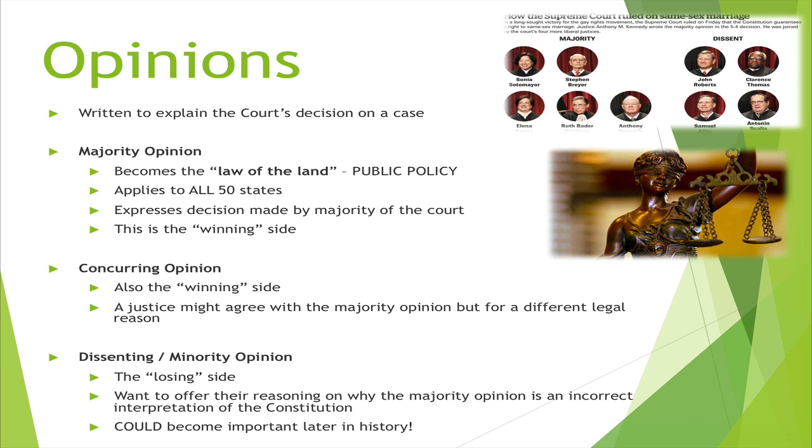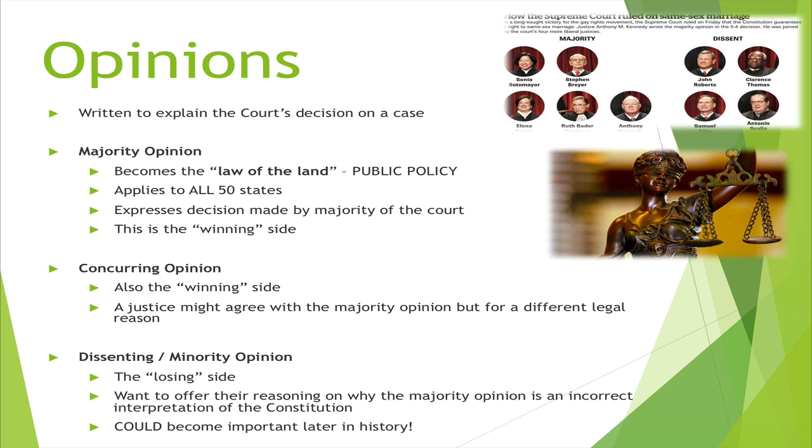So the first is the majority opinion. And so basically this is the side that won. Whoever had more votes, they will write a majority opinion. So this becomes the law of the land. This becomes, in another word, public policy. This is now the way the government and the United States needs to behave around a certain issue. So because it is at the federal level and federalism is in play, when the Supreme Court says something in their majority opinion, it applies to all 50 states and all local level governments as well.